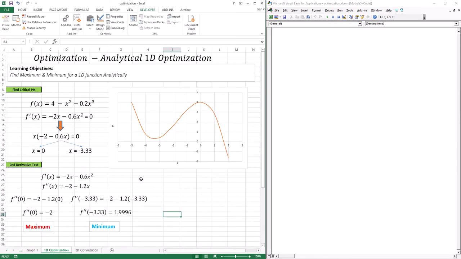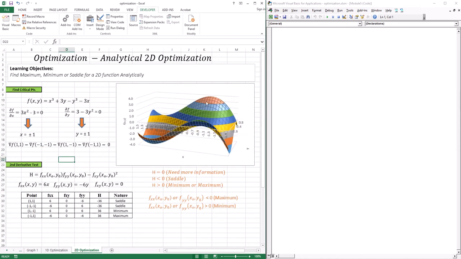Now when we're dealing with 1D optimization, there is a line, a tangent line, that is tangent to these points. But when we're dealing with a 2D function in general, that means there is a plane that is tangent to these 4 points. So now we have the 4 points in which the derivative is equal to 0.